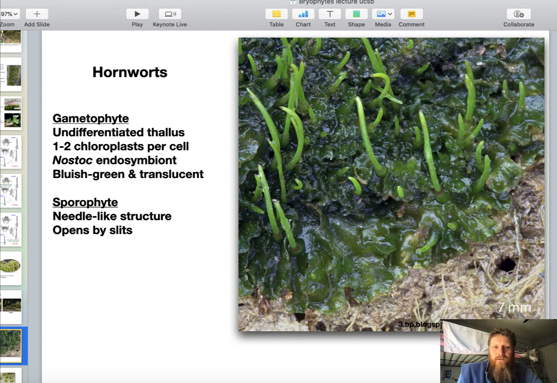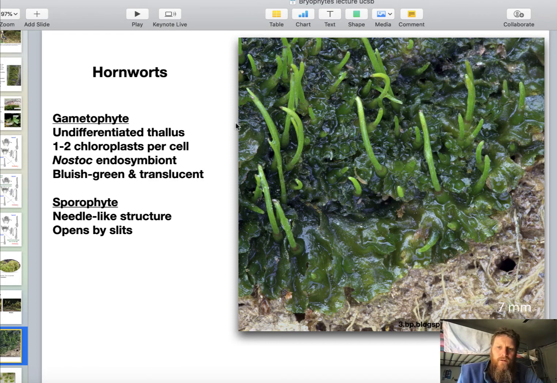So the gametophyte generation, that's this shiny, it's wet in this image, but this kind of shiny thing. A lot of people refer to it as looking sort of like a melted gummy bear. It's kind of translucent like that. So that's the gametophyte, and then these little spears that look like baby grass, those are the sporophytes.